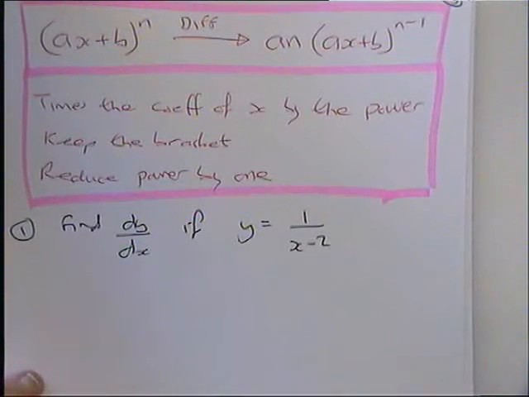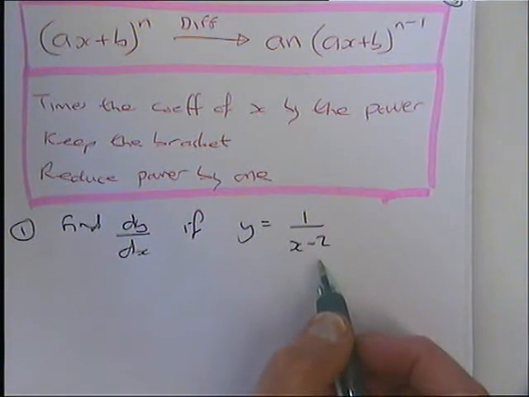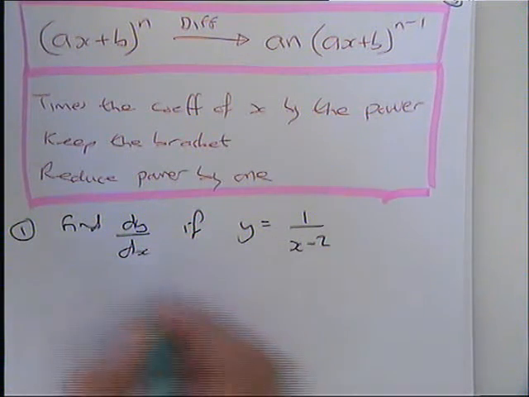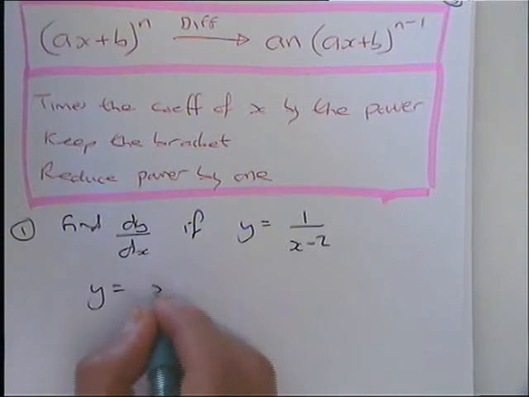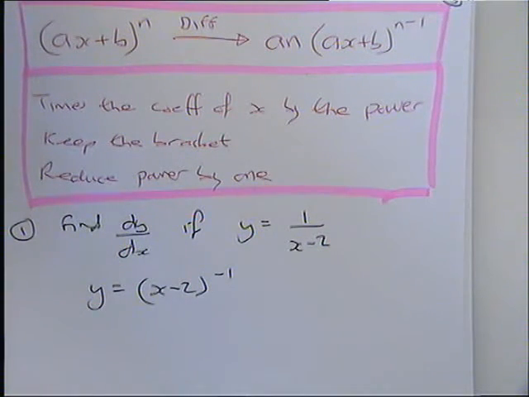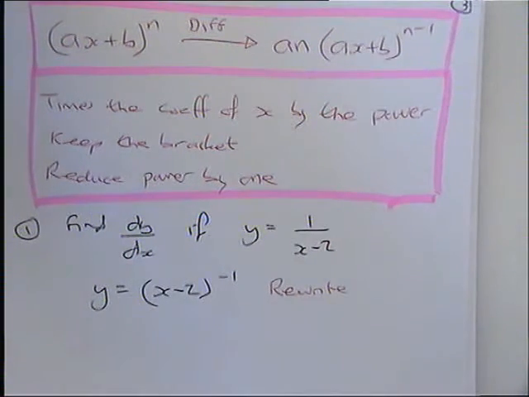So there's the rule at the top. How can I rewrite this? So it's a bracket and a power on it. x minus 2 to the power of minus 1. That's correct, okay? The 1 over is a minus 1. So the first thing to do there with that one was to rewrite it so it fits the rule.